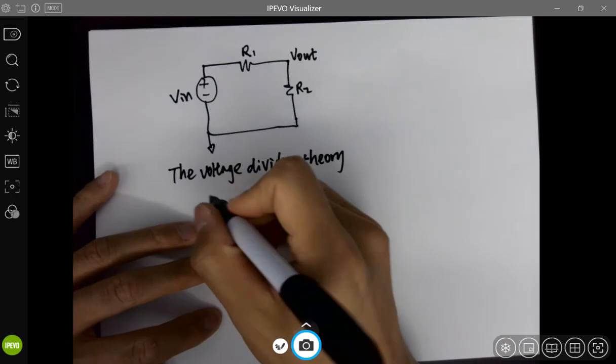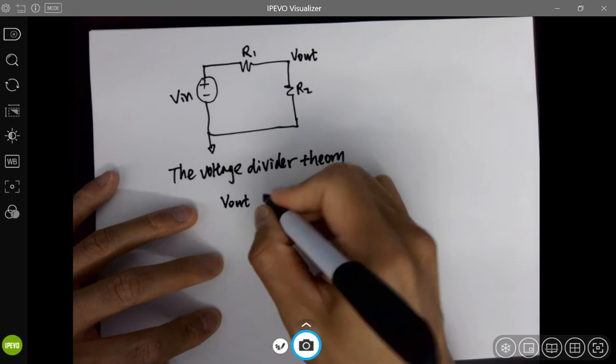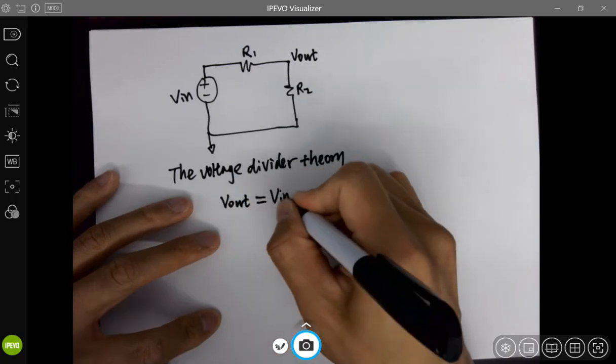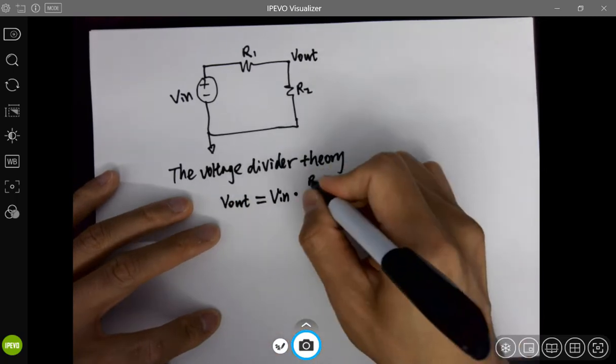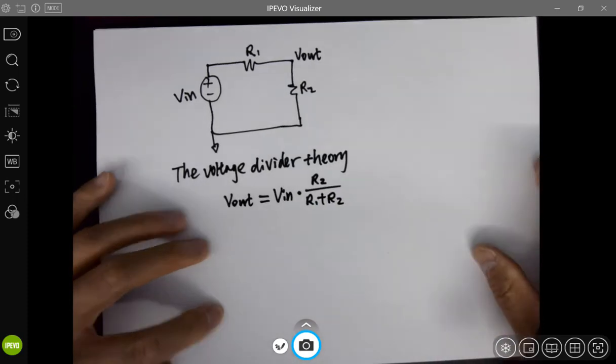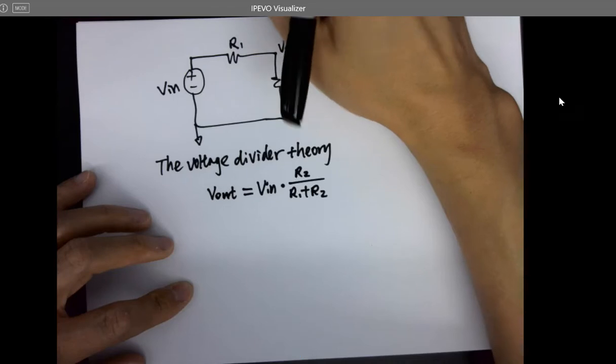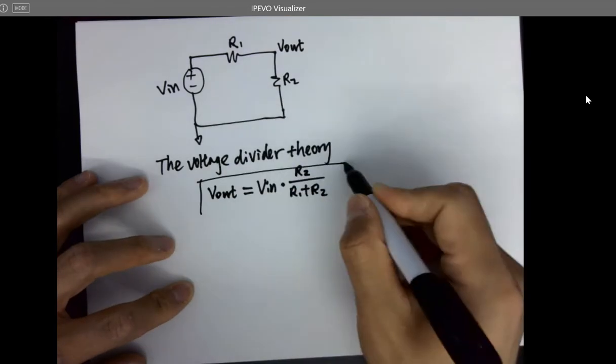Which is V out equals V in times R2 over R1 plus R2. And we're going to derive it. It's very, very, very important. And why does this always work?